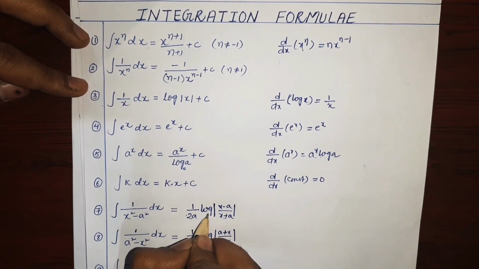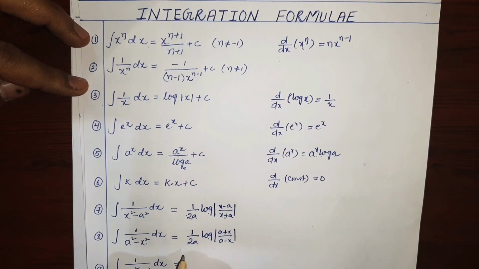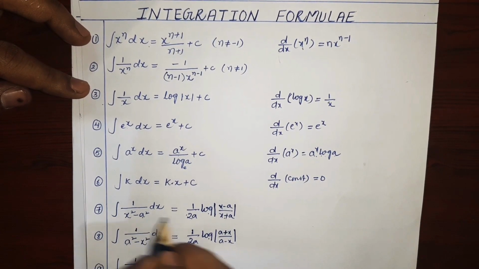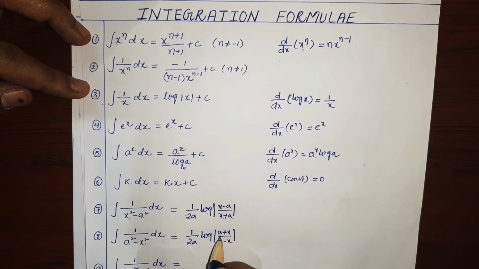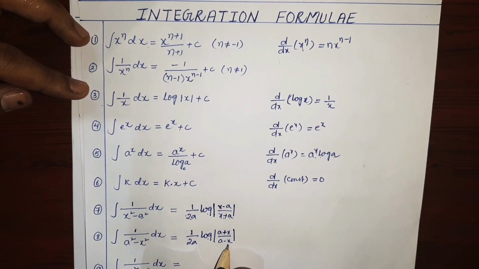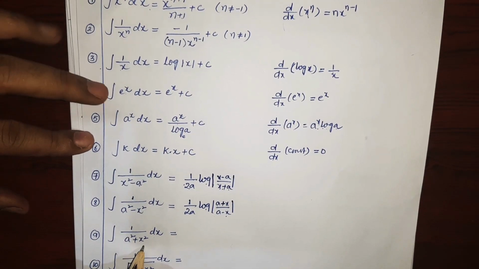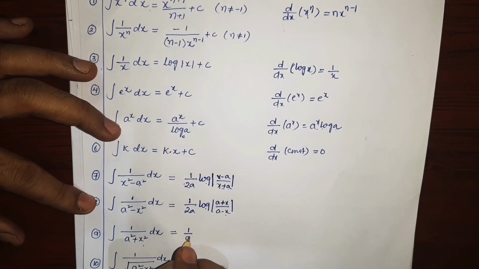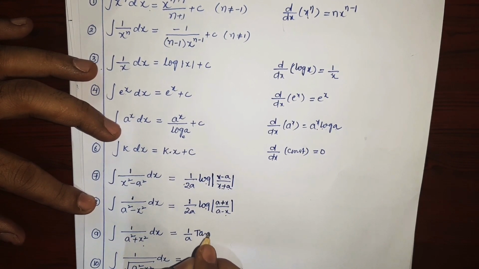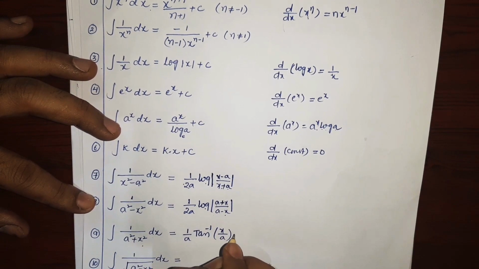1 by 2a log, 1 by 2a log, both are the same values in the first formula and the second formula. X minus a you have to write in the numerator, x plus a in the denominator, a plus x in the numerator, a minus x in the denominator. Then 1 by a square plus x square dx is there. The answer of this one is 1 by a tan inverse of x by a plus c.